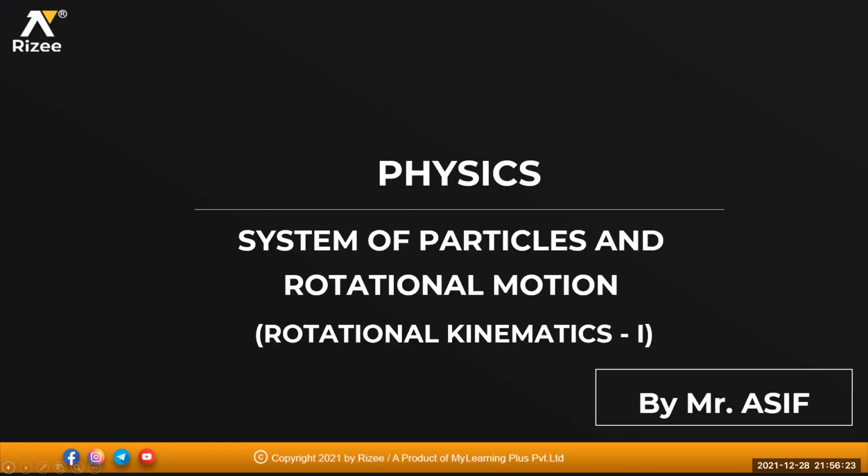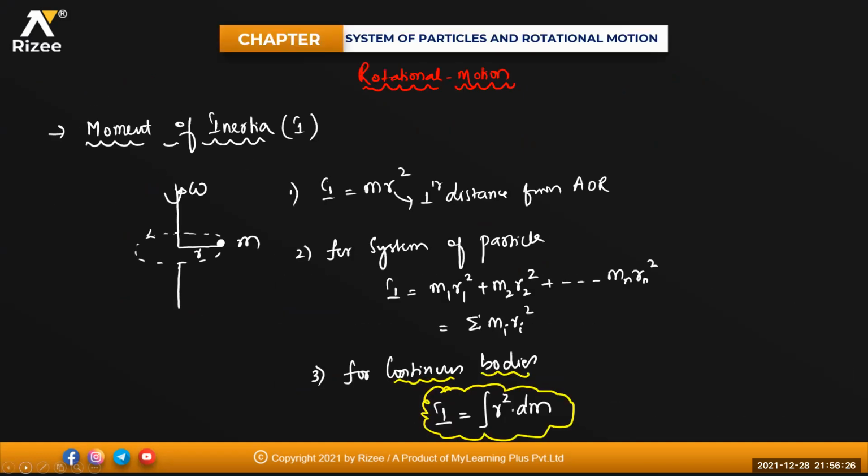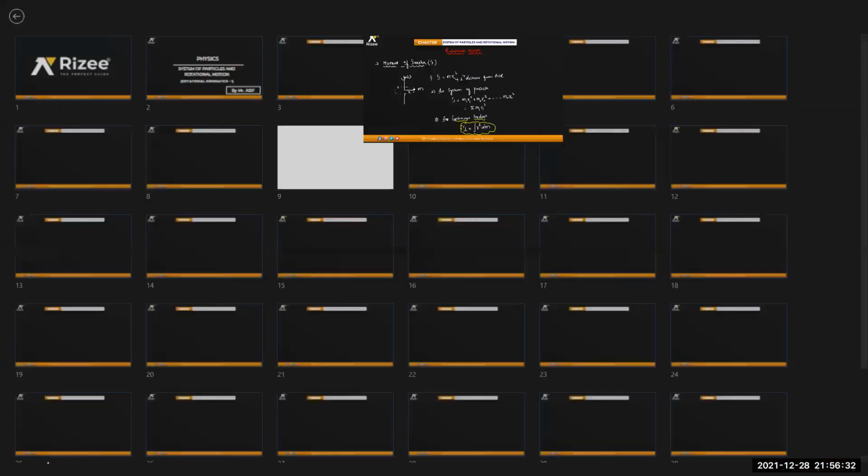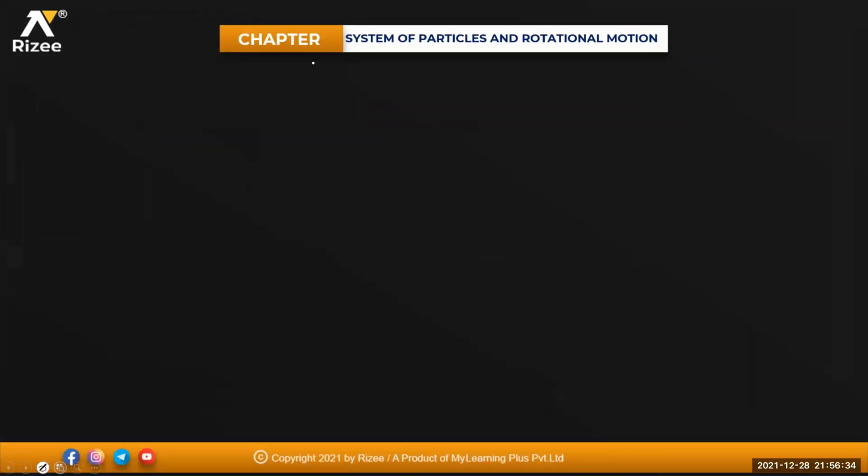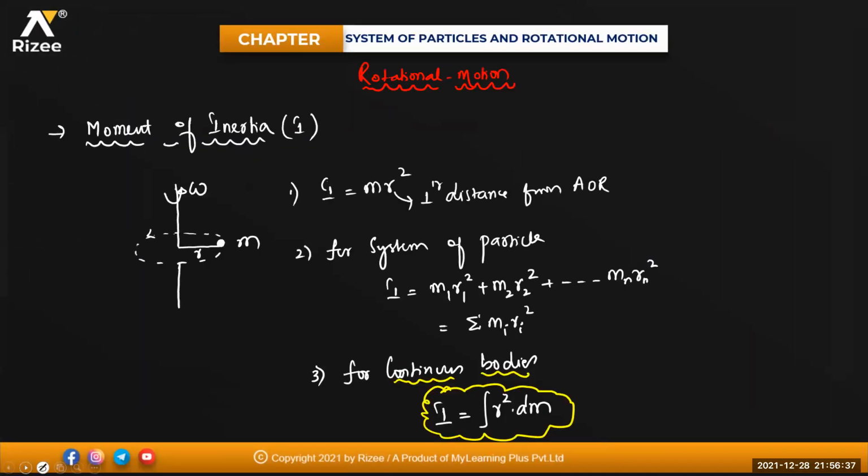So revise it once again, beta, whatever you have done till now. First one is we talked about moment of inertia. Moment of inertia of a particle is equal to how much, beta? For a single particle, I is equal to m into r square. R is the perpendicular distance from the axis of rotation. For continuous bodies, we'll be using the integral of dm into r square. For more than 2-3 particles, we'll be using the process of summation.